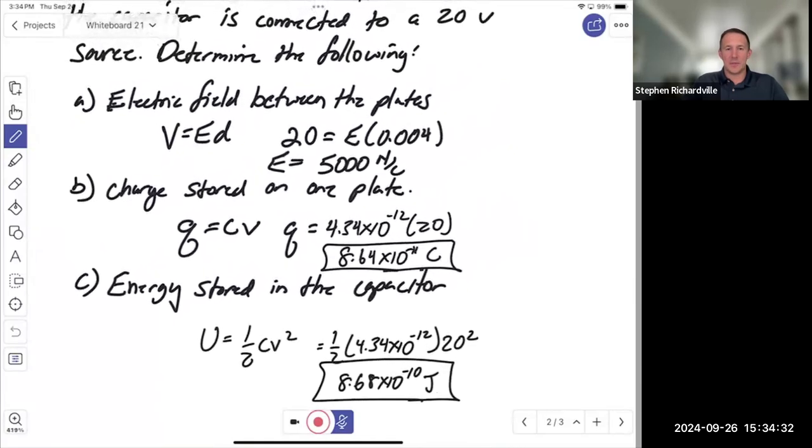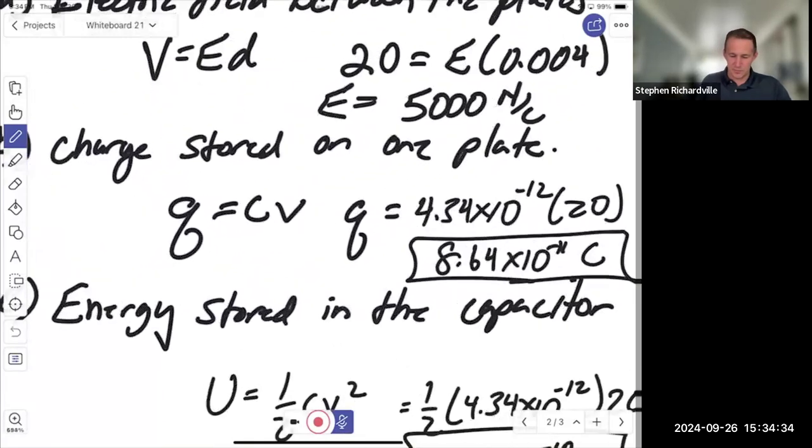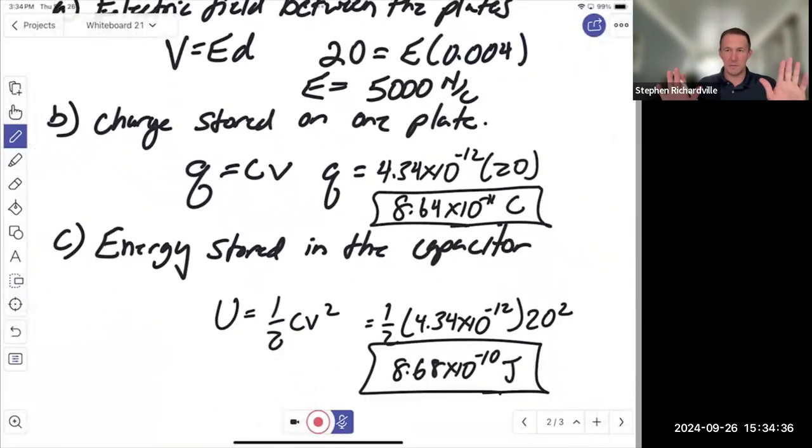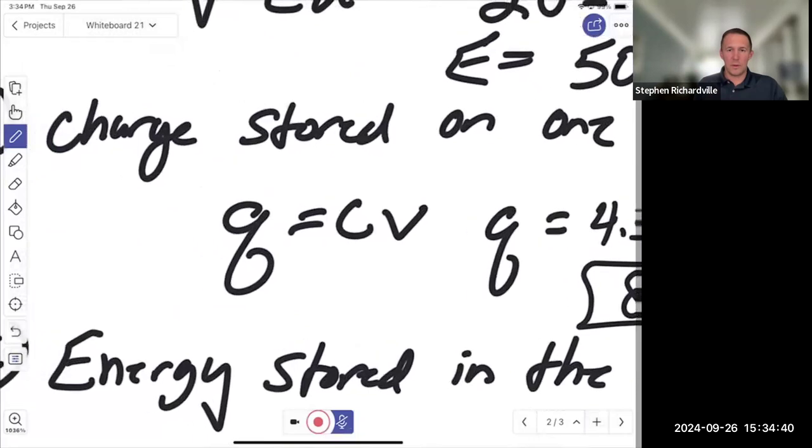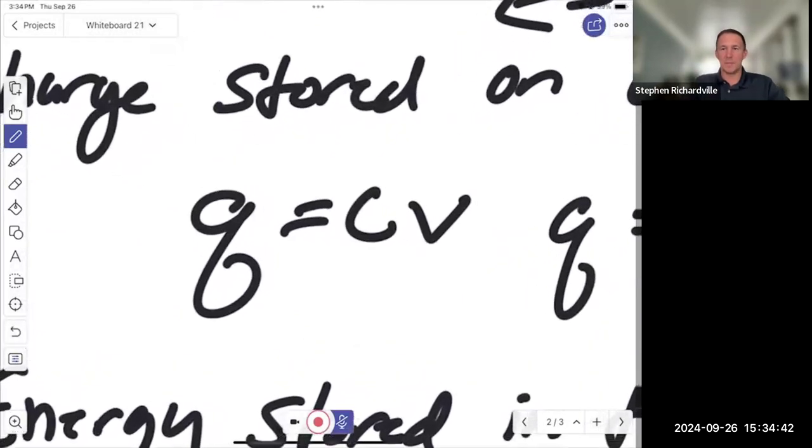Let's talk about this relationship right here. First off, okay? Got it? Good. You might get something with this relationship. If a capacitor is charged, you may see this in the multiple choice concepts. What if I charge a capacitor, and then I slide a dielectric into it? What happens in this relationship?